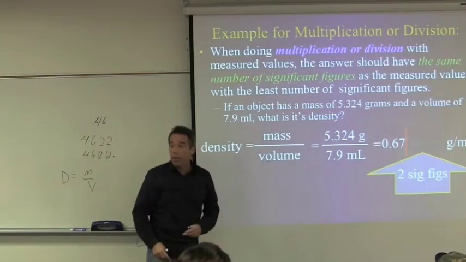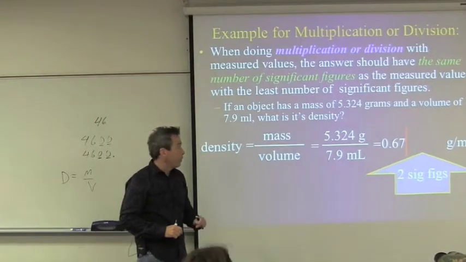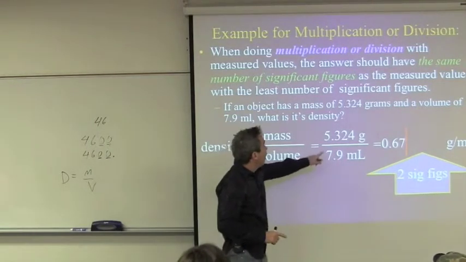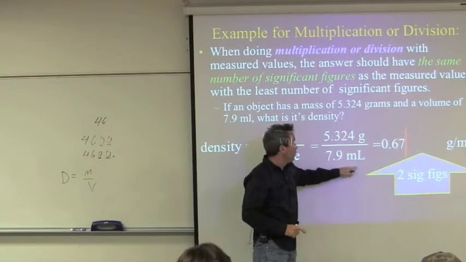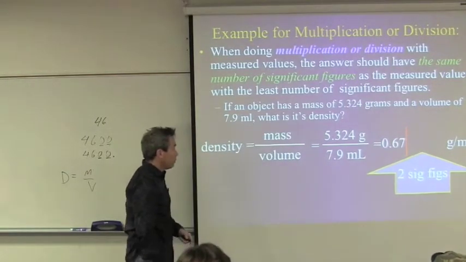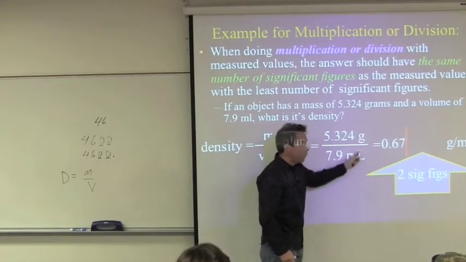And remember, we're never going to write a number without a unit. Well, I shouldn't say never. There's only a few exceptions in this class, and I'll let you know when that is. Grams per milliliter. That's a density unit. We do the math with the numbers to get this. We do the math with the units to get grams per milliliter.